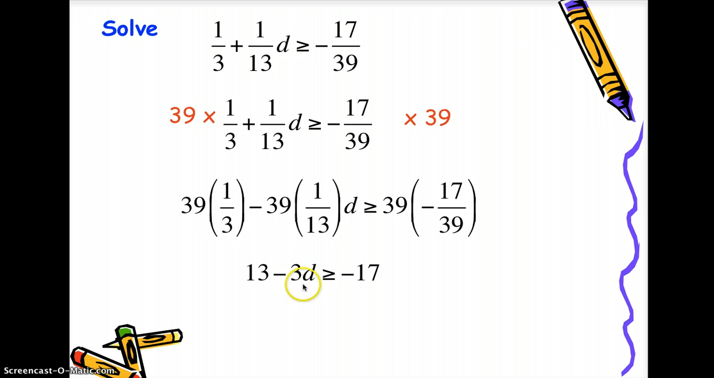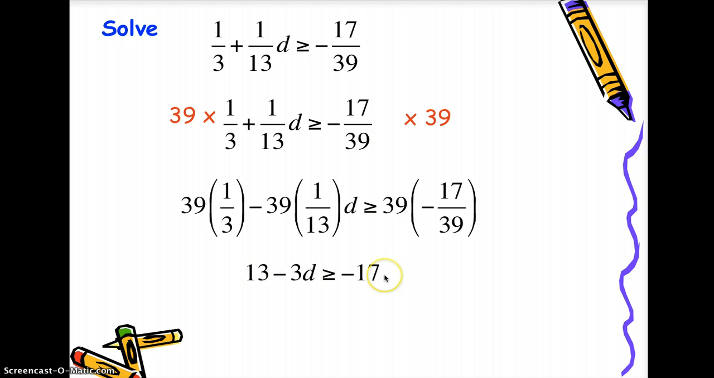That gives 3d, so minus 3d is greater than or equal to 39 times negative 17 over 39, which is going to give you negative 17. I can just cancel this out. 39 divided by 39 is 1. So we will be left with negative 17. Okay, so then we're going to simplify this.